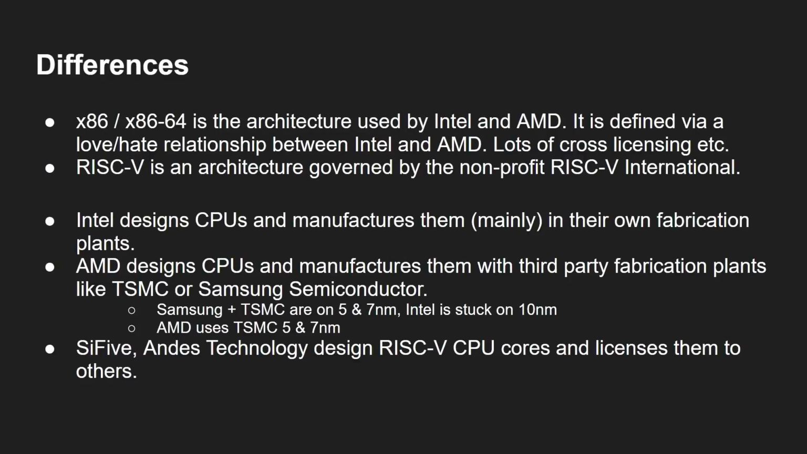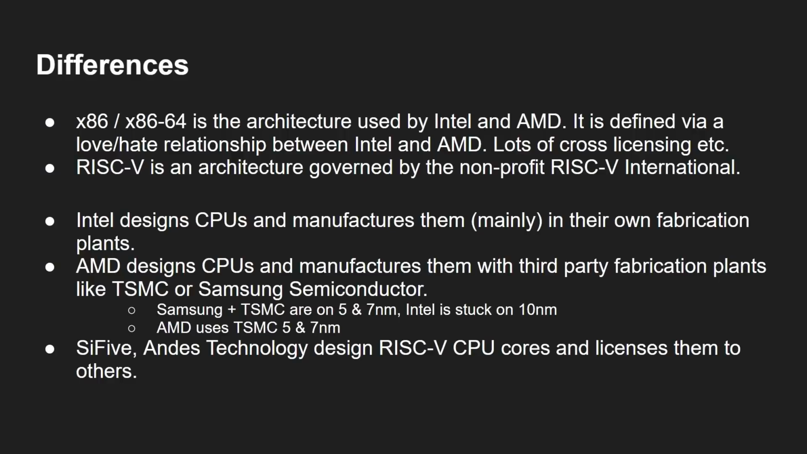Okay, so let's look at some of the differences. So x86-64 is the architecture used by Intel and AMD. It's defined via a love-hate relationship between Intel and AMD. As I've said, there was AMD64, which was not what Intel wanted, and then Intel jumped on board, and then you've got the whole thing with 3DNow! and MMX and SSE, and there's so much stuff, lots of court cases, lots of cross-licensing that goes on. So it's a very different relationship than RISC-V, which is an architecture governed by the non-profit RISC-V International.